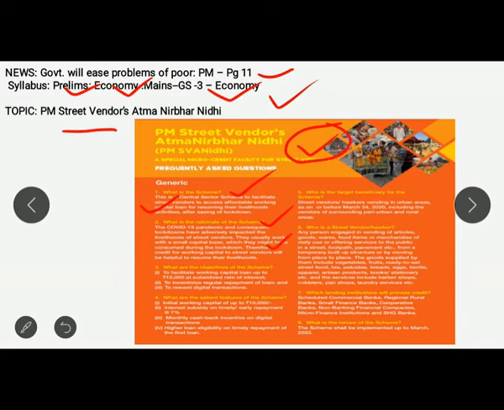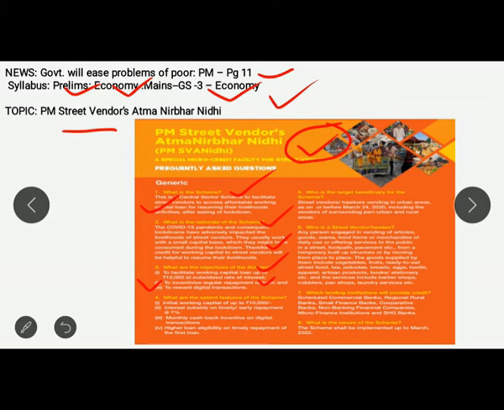Now, what are the objectives of the scheme? The objective is to facilitate a working capital loan of up to rupees 10,000 at a subsidized rate of interest. That is the first objective. The second one is to incentivize regular repayment of the loan. Third, to reward digital transactions. So these are the three objectives of the scheme.